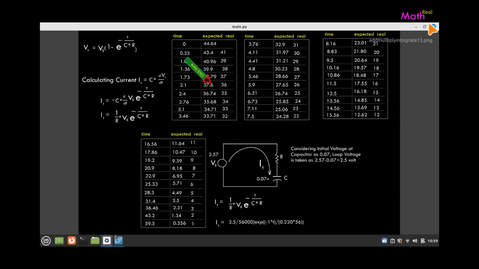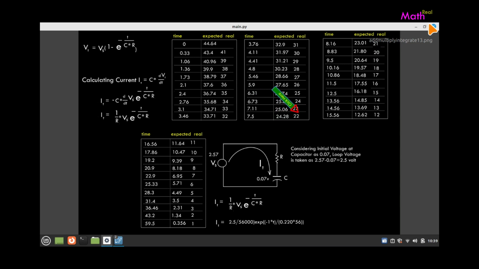This is the theoretical I, what we expect based upon the equation. This is the practical I, what we are getting. So theoretical is 43.4, practical is 1. Theoretical is 33.71 at the time 3.46 seconds. Practical is 32 at 7.5 seconds. Then theoretical is 24.28 microampere, whereas we are getting 20.